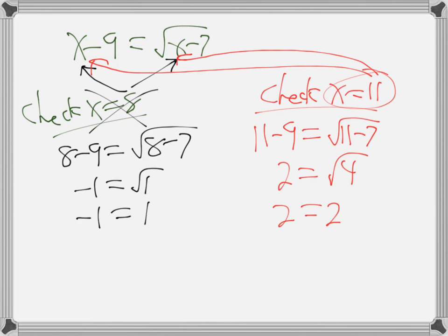So the only answer you type into Math Excel is 11. Or on the multiple choice test, just grab 11. That's the only one that's the answer. The 8 was an imposter.